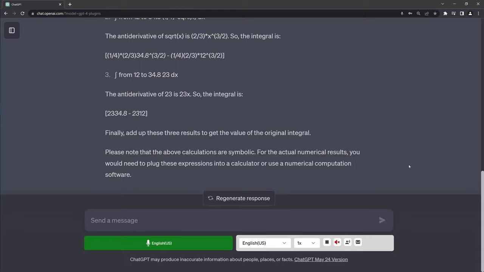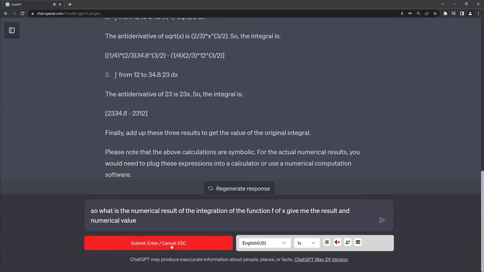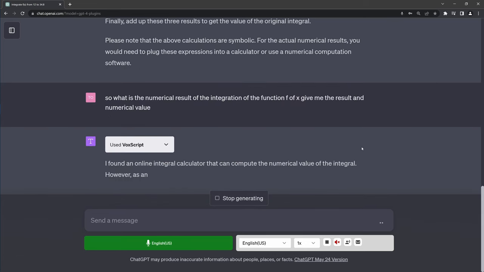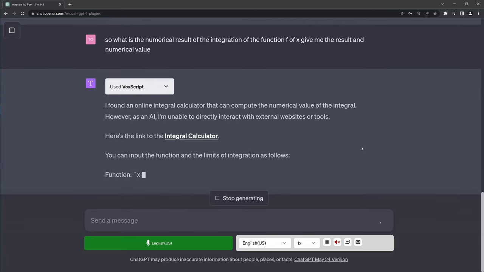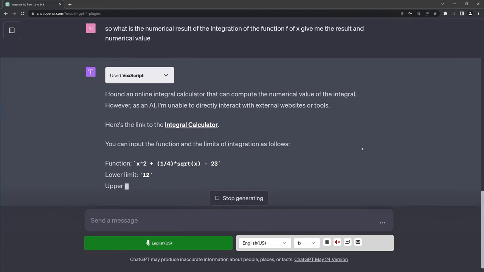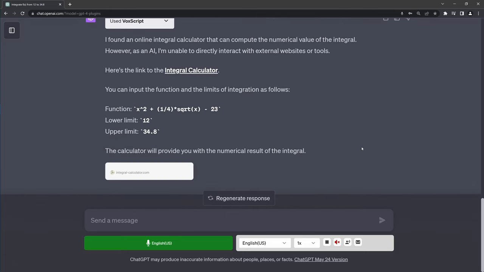Please note that the above calculations are symbolic. For the actual numerical results, you would need to plug this expression into a calculator or use numerical computation software. So what is the numerical result of the integration of the function f of x? Give me the result, a numerical value. I found an online integral calculator that computes. I'm unable to directly interact with external websites or tools. Integralcalculator.com. It is so close to come up with the solution.